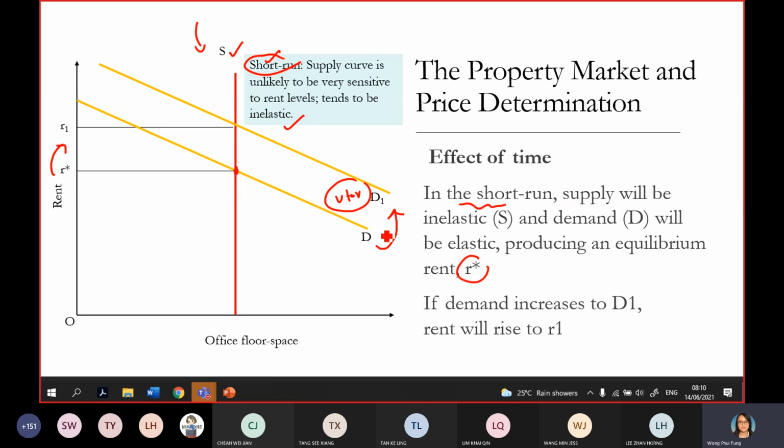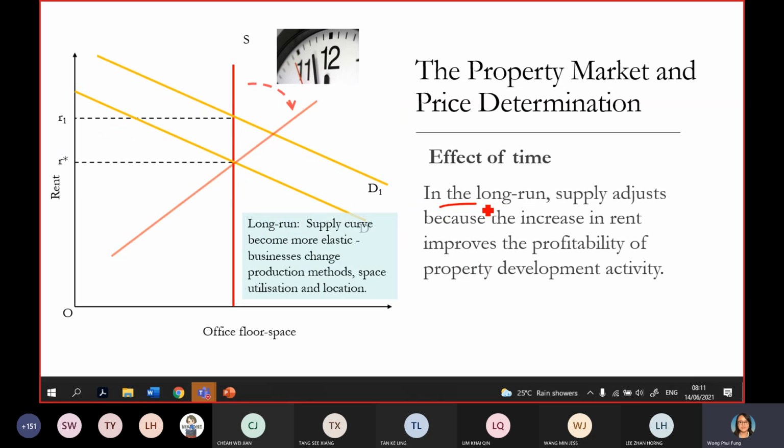So when the demand increases, you can see that yes, the rental increases because many people fight for accommodation, but supply, as a conclusion, in the short run just remains fixed regardless of the rental increase.